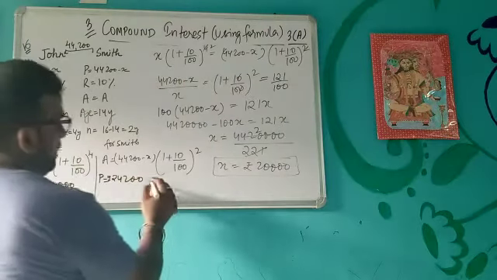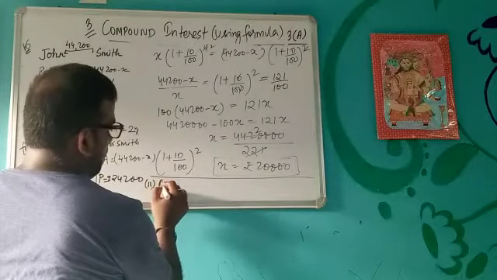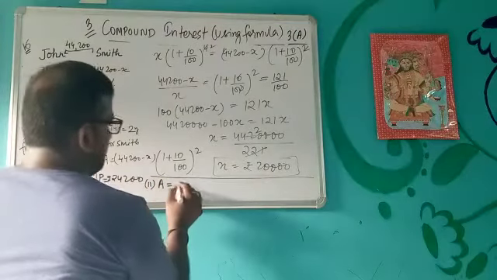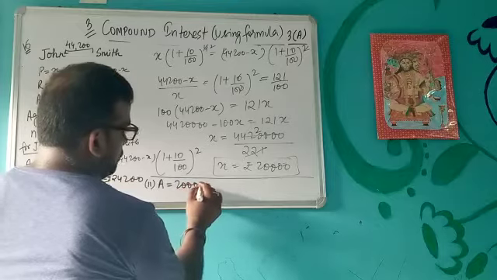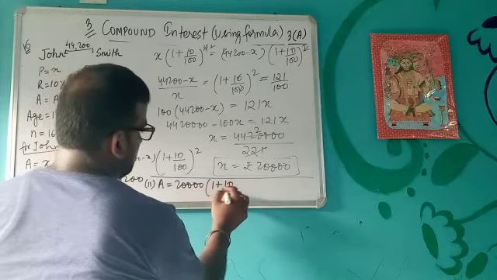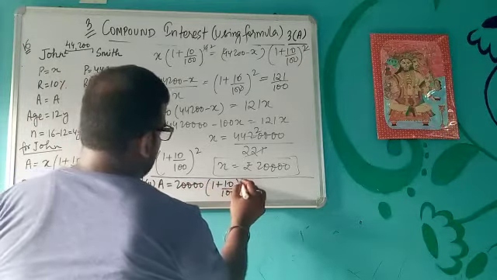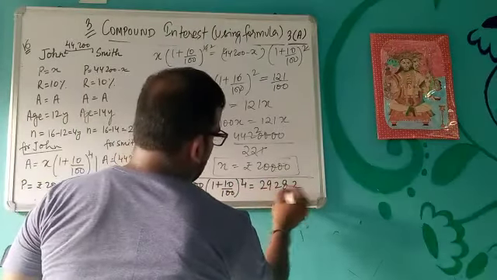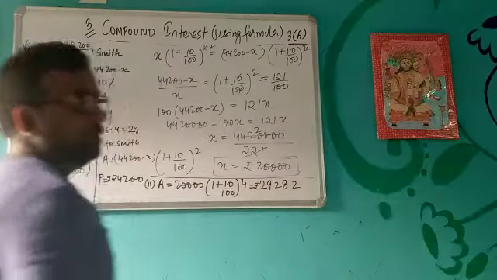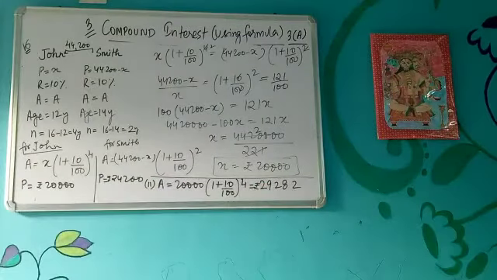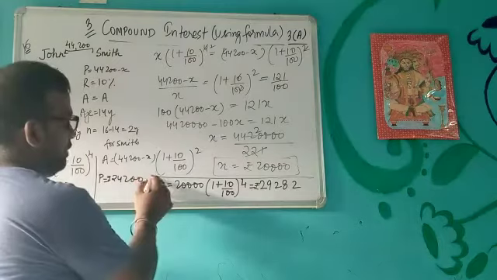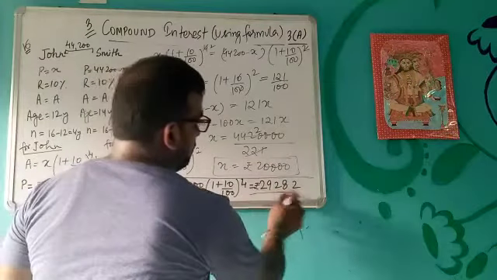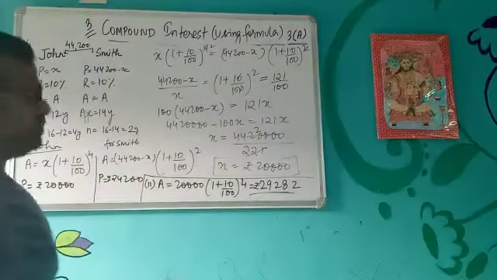So for that, let's calculate the amount. For the second part, amount will be how much? P is now 20,000 for John, 1 plus 10 upon 100 to the power 4. So when you calculate, you will get 29,282 rupees. So this much amount they both will receive when they attain the age of 16 years.